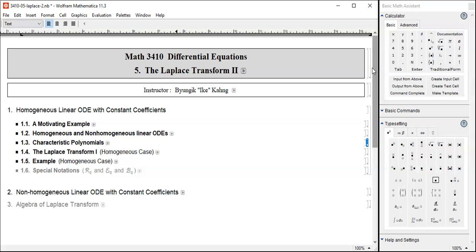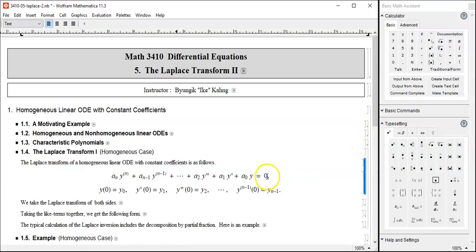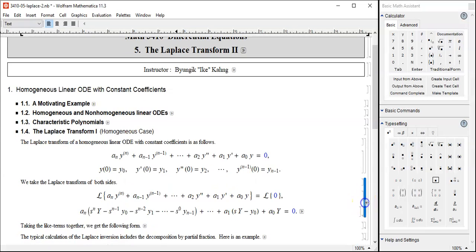Let's begin the theory of Laplace transform, homogeneous case. Let's begin with a homogeneous linear equation with constant coefficients, like this. And then, as before, let us create the initial condition artificially. Now let's take the Laplace transform of both sides. And then the right-hand side is 0.